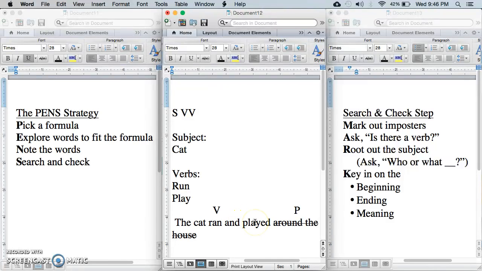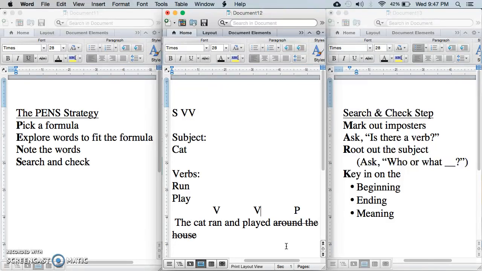Anytime there is an and immediately following a verb, there might be another verb. Is played an action or linking verb? Yes, it's an action verb. So we're going to put a V over played. I can stop here now because all that's left is the prepositional phrase that we have already crossed out, around the house. You'll notice that I kept going all the way to the end of the sentence. Great job, we have now found our verbs in a sentence. Now that I have found the verbs, what is our next step in mark?